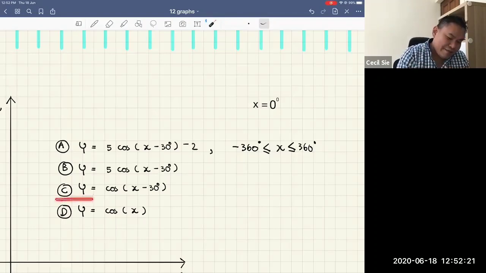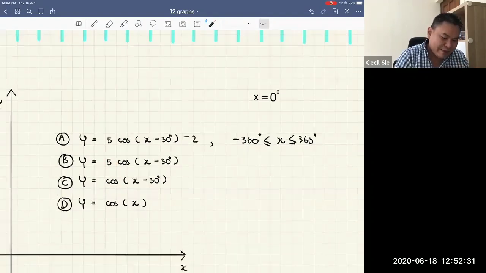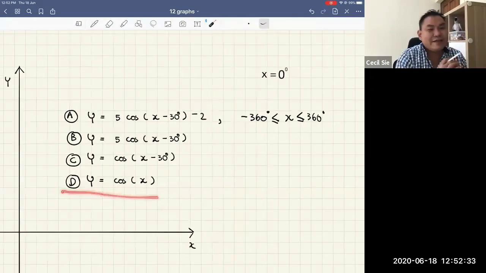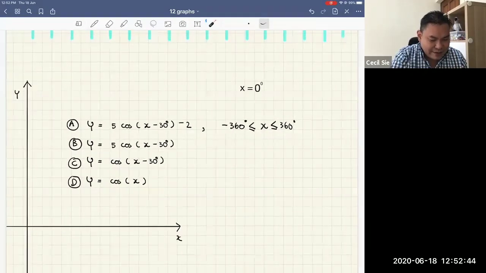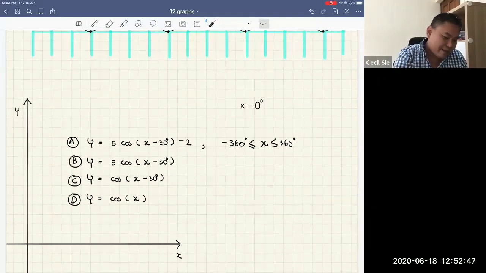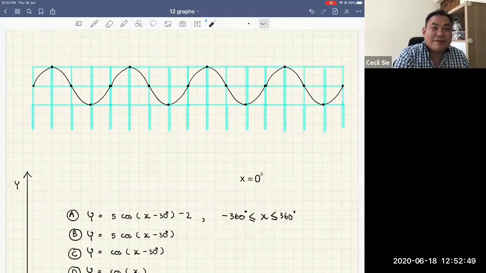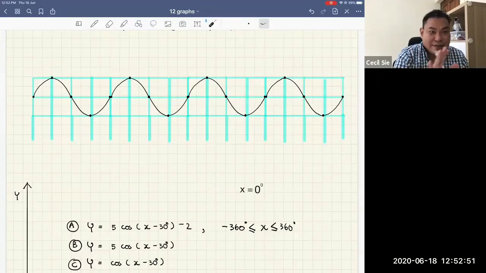Then you make another equation, another simpler equation. Instead of putting 5, you just put the cosine x minus 30. Then the last one, you make it very, very simple. You change the equation, make it into y equals to cosine x. Then the graph for sine and cosine is always like this. You just need to decide which is the 0 or which one is the y-axis.